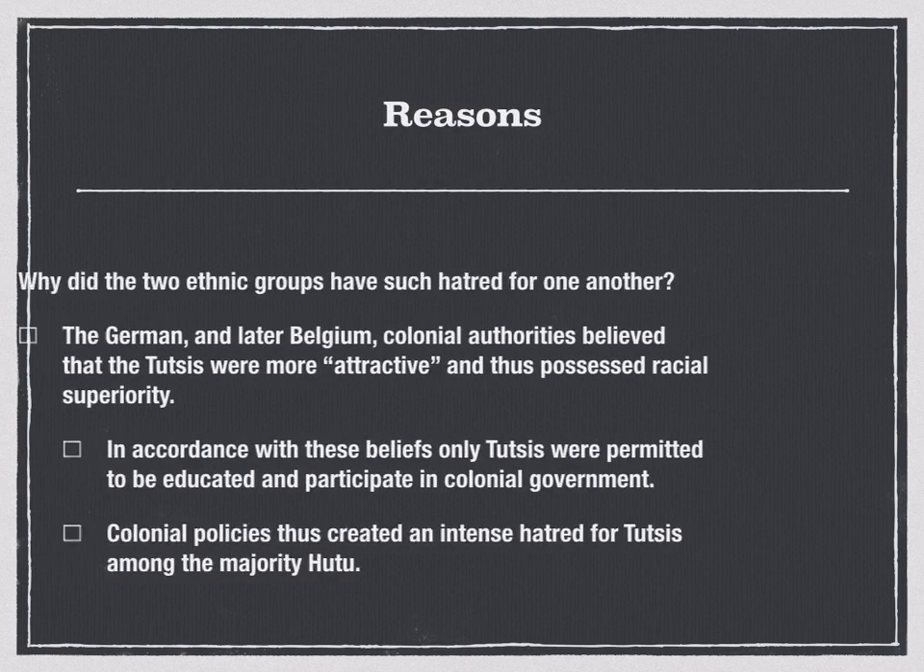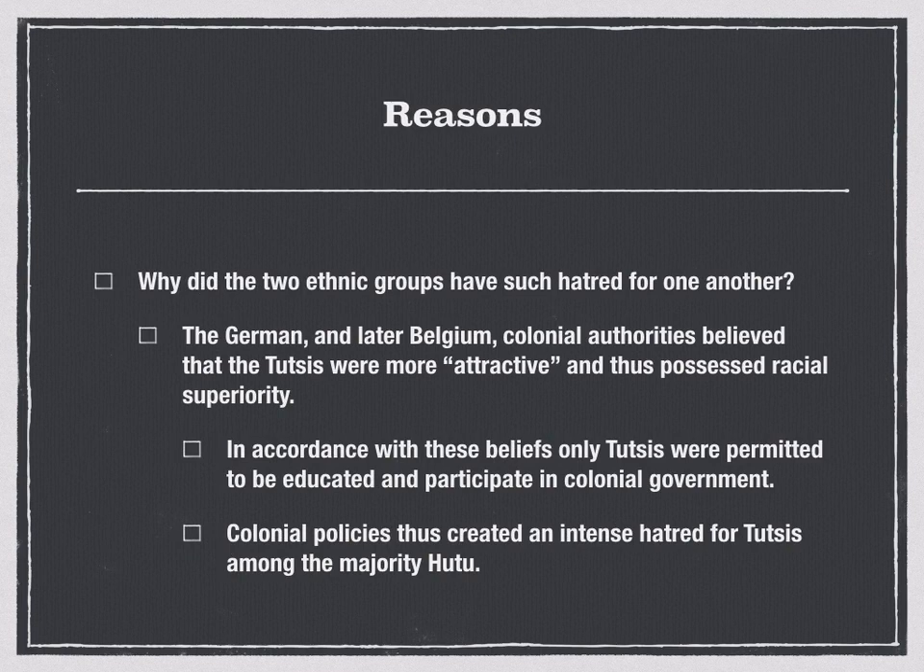Reasons. So why did the two ethnic groups have such a hatred for one another? Well, it goes back to historical reasons. The German and the Belgian colonial authorities believed that the Tutsis were more attractive people and that they possessed racial superiority. So in accordance with these beliefs, only Tutsis were permitted to be educated and participate in the government. Colonial policies then created this intense hatred for Tutsis among the majority Hutu.